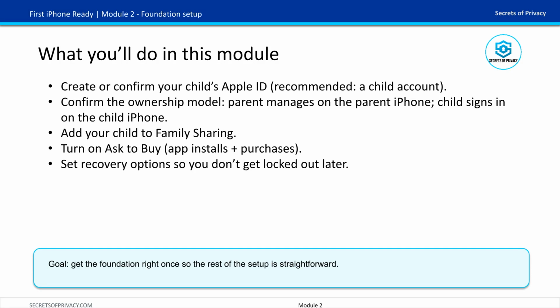Here's what we're going to do. We'll create or confirm your child's Apple ID, and we'll use the clean ownership model. The parent manages on the parent iPhone, and the child signs in on the child iPhone. Then we'll add your child to family sharing. We'll turn on Ask to Buy for app installs and purchases, and we'll set recovery options so you don't get locked out later. The goal is straightforward. Set the foundation once so the rest of the setup feels easy.